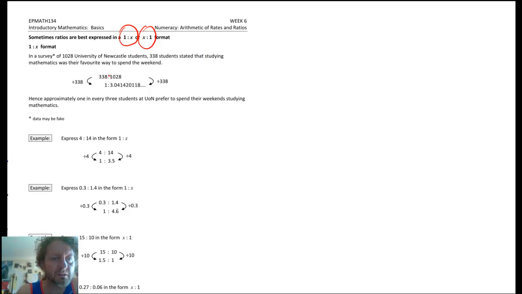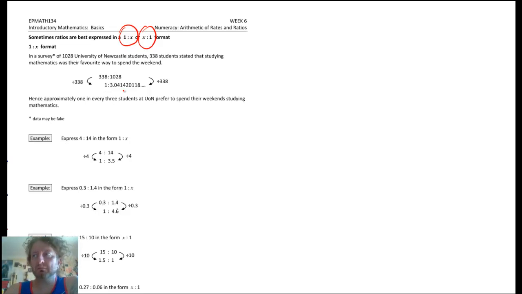338 being compared to 1,028. So what I'm doing here is comparing the students that stated maths was the best way to spend the weekend compared to all university students that I surveyed. And when I force the left-hand side to be 1, how do I force 338 to be 1? I divide it by itself. Any number divided by itself is 1. So if I divide the left by 338, as long as I divide the right by 338, it's all good. And I get a ratio of 1 to 3.0, you know.